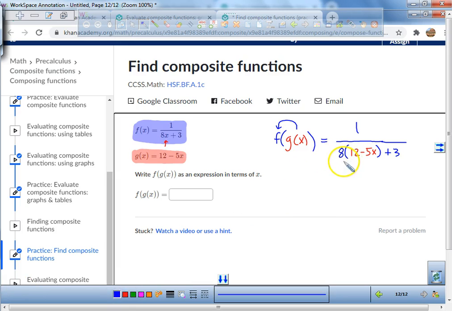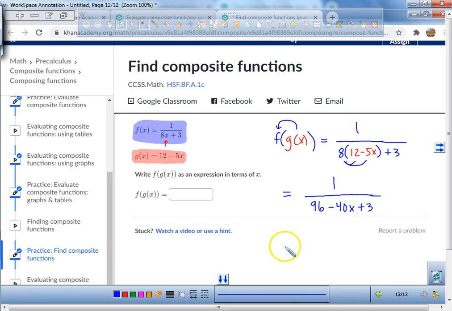All right, so now that we've done that, we're going to have to take this 8 and distribute it into that bottom expression. So here we go. We'll put equals. We still have 1 over. Now 8 times 12 is 96. And 8 times negative 5 is negative 40, but I got to put an x next to it. And then I have plus 3. So right now, what's the only two terms it looks like I could possibly combine? The 96 and the 3.